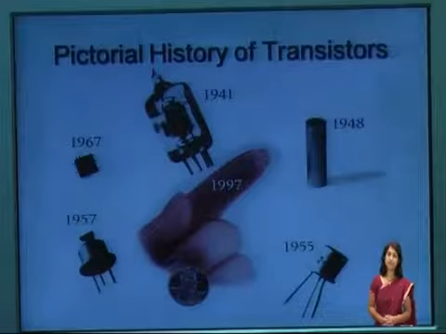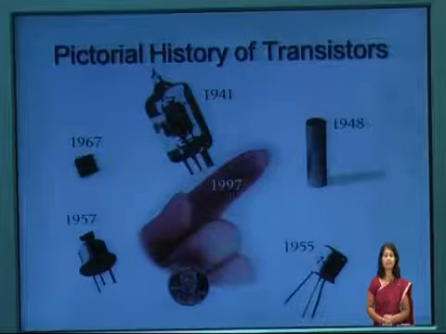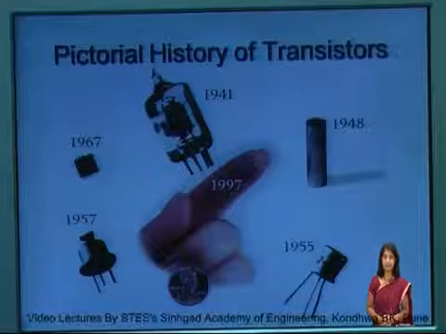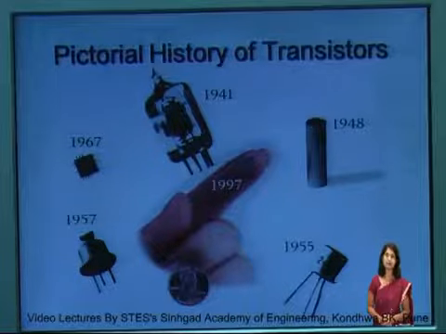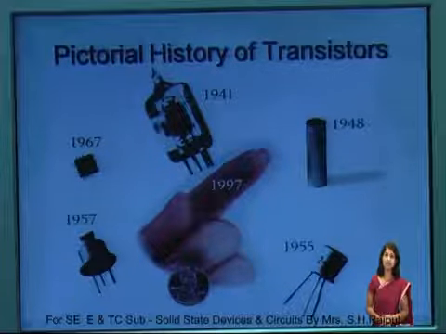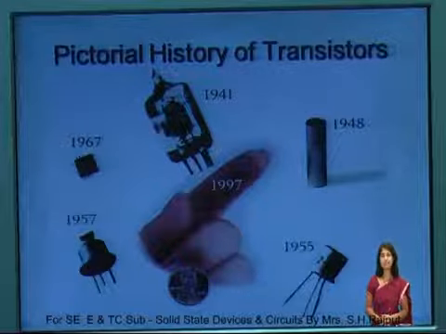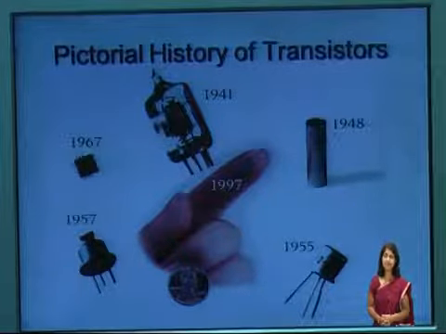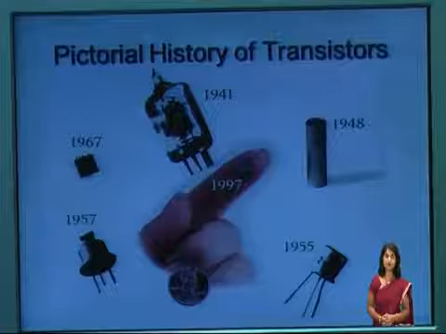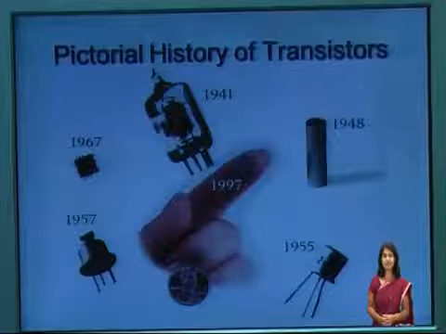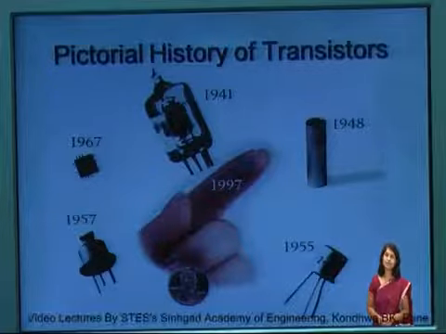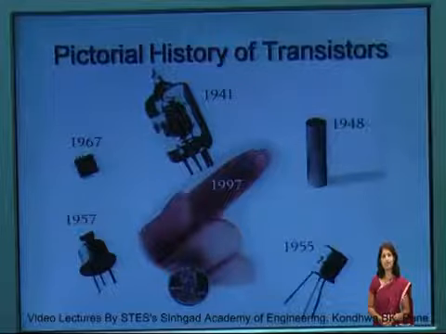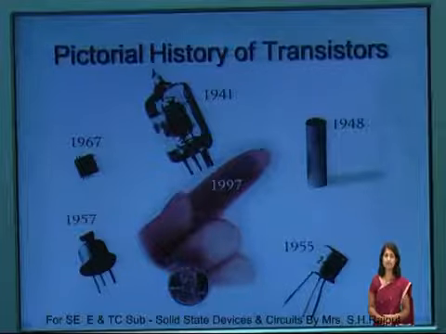The pictorial history of the transistor says that in the eras of 1941, 48, 55, the transistor size was very large. Since 1997, the transistor size has been going on reducing. That is the need of today's era, because what we want is to fit so many transistors on a single chip, and that is possible only when the transistor is reduced in size.